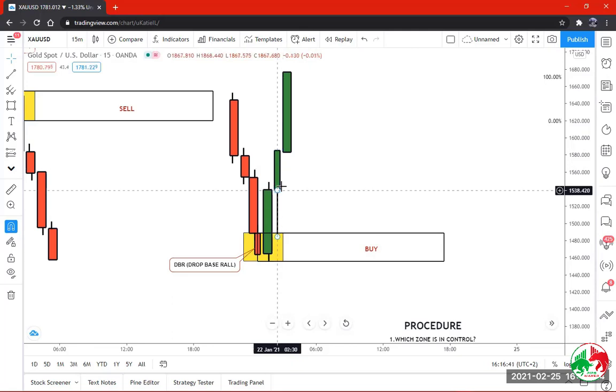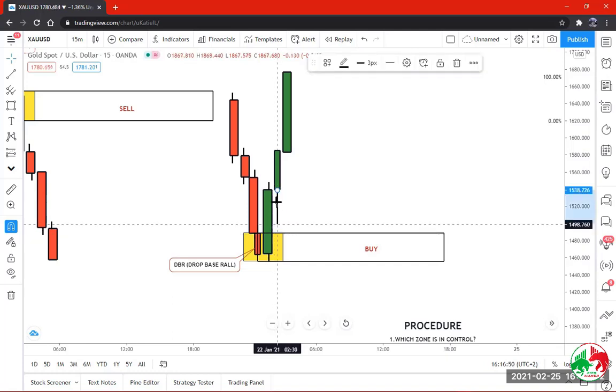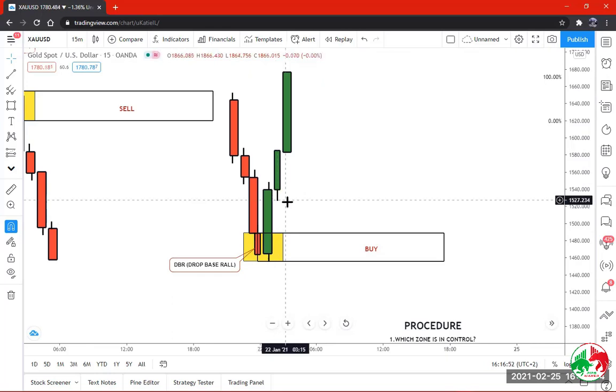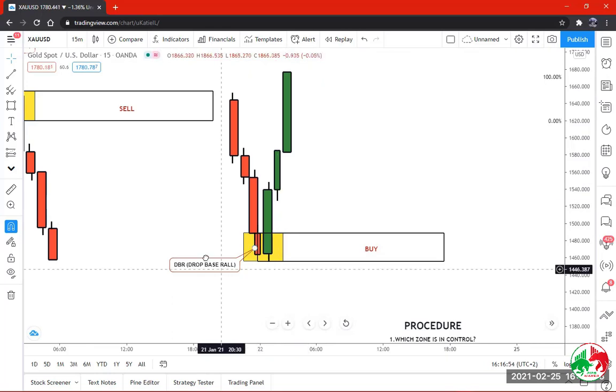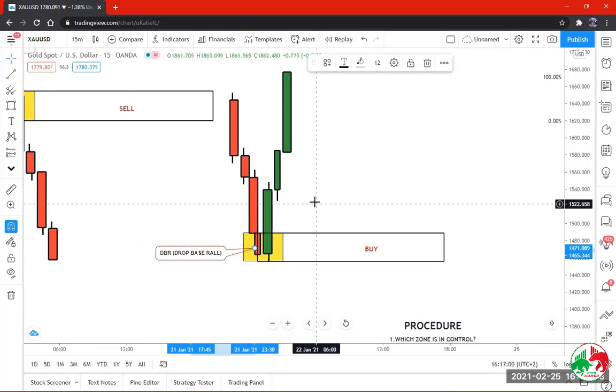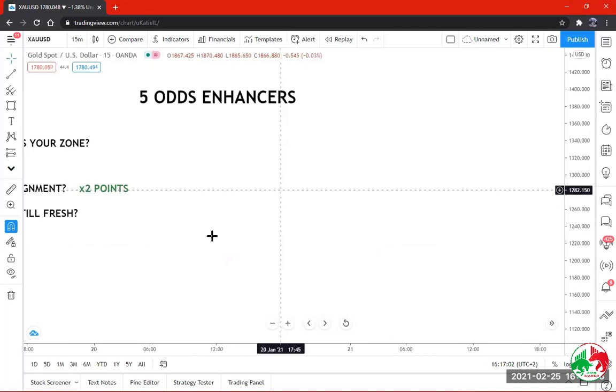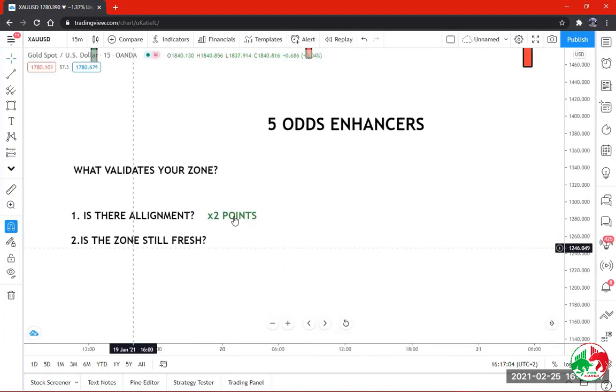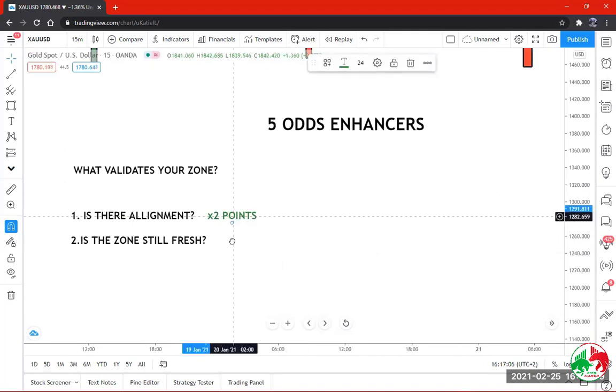So it means it was already tested. At some point, this zone was tested by a smaller time frame. So it means the zone is not fresh. What I'm looking for is to take zones that are still fresh. So that's your second question. If yes, then it's 2 points.